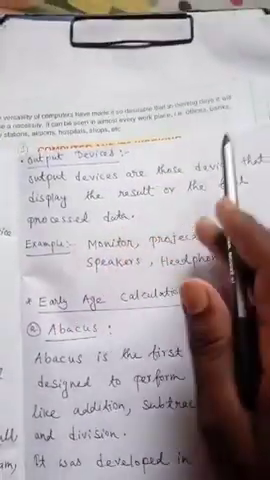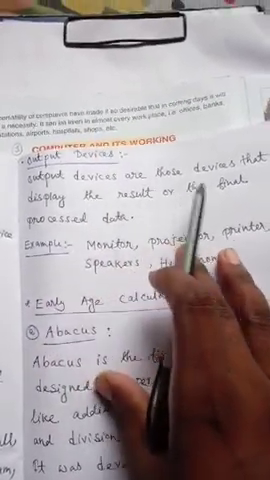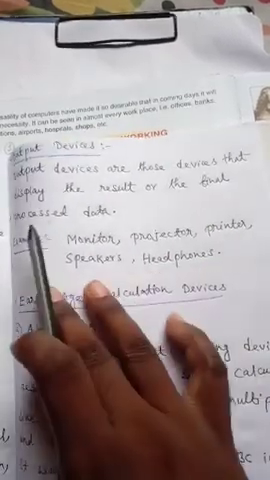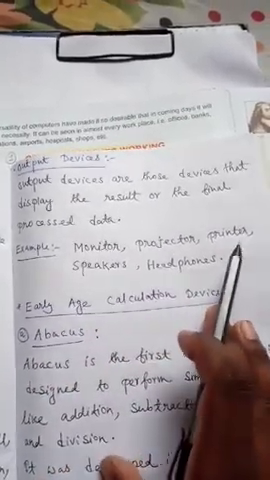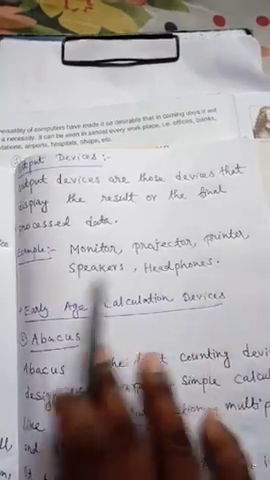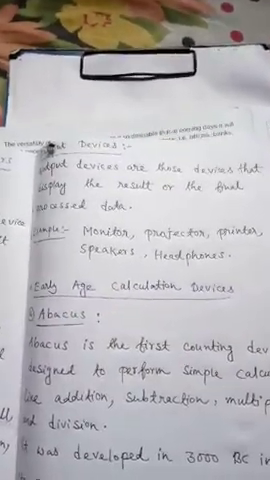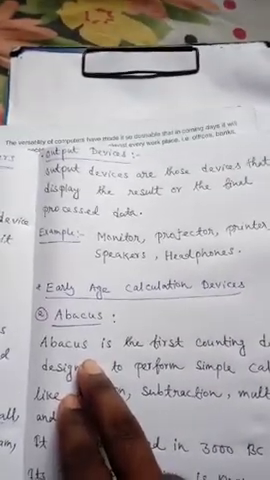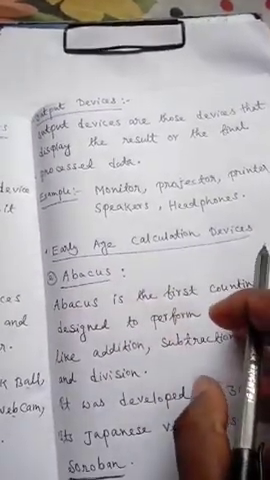Next one is output device. Output devices are those devices that display the result or the final processed data. Examples: monitor, projector, printer, speakers, headphones. These are examples of output devices. So now we will learn the history of computer and early age calculation devices.